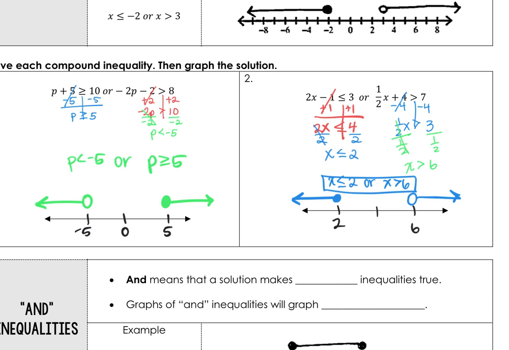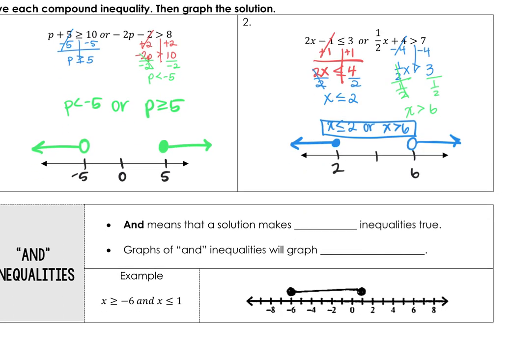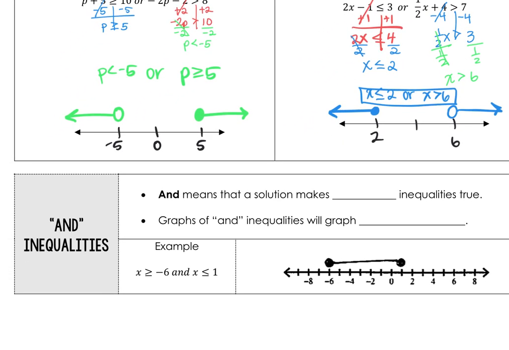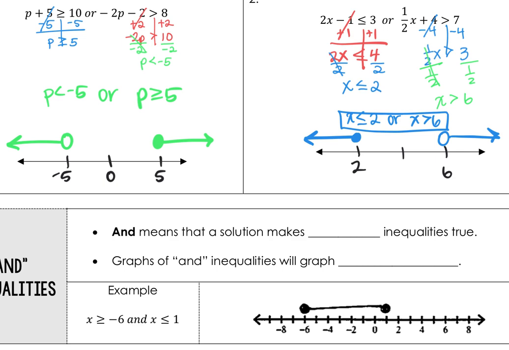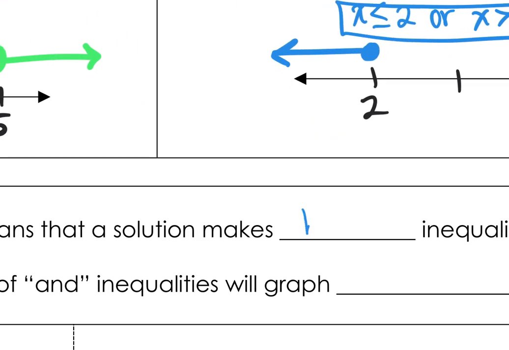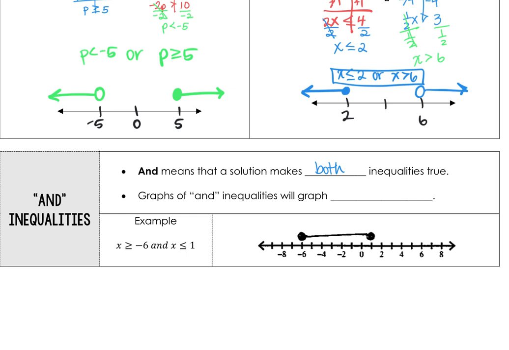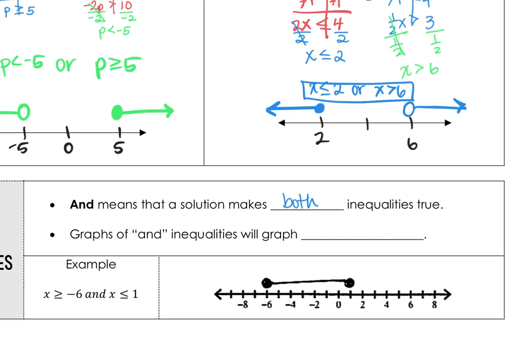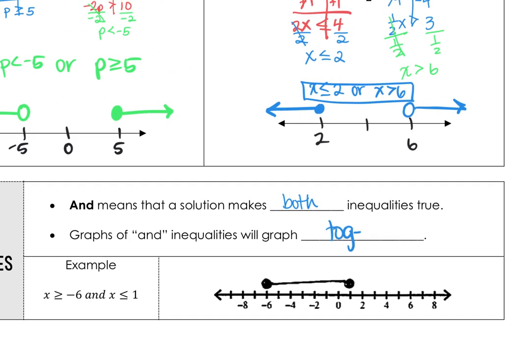All right, so that is or, which is easy. Now we're going to move into and, which is also easy. The and is going to mean that we are finding solutions that make both of the inequalities true. And so the graphs of these and inequalities are going to graph together.